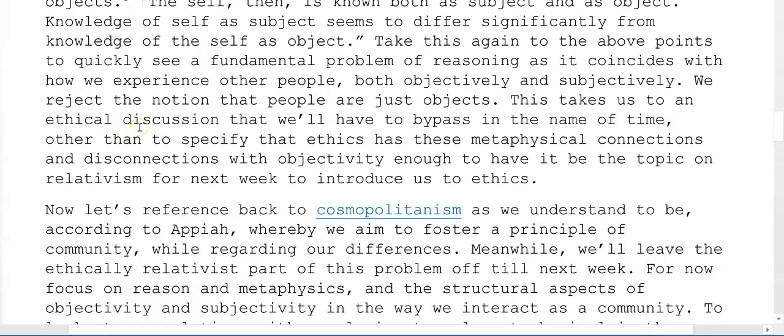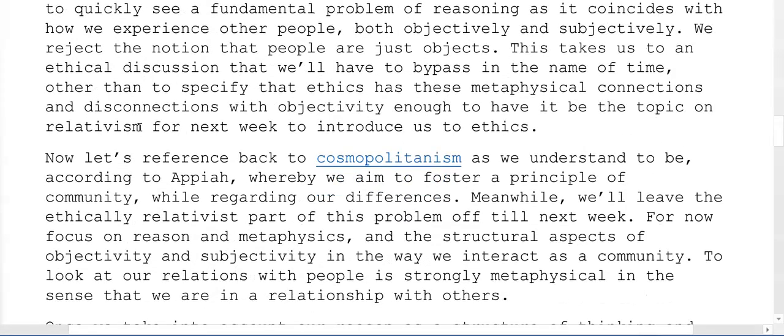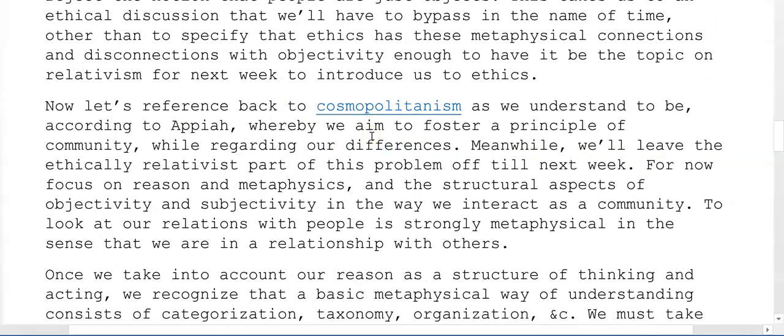We reject the notion that people are just objects. This takes us to an ethical discussion that we'll have to bypass in the name of time, other than to specify that ethics has these metaphysical connections and disconnections with objectivity enough to have it be the topic on relativism for next week to introduce us to ethics.